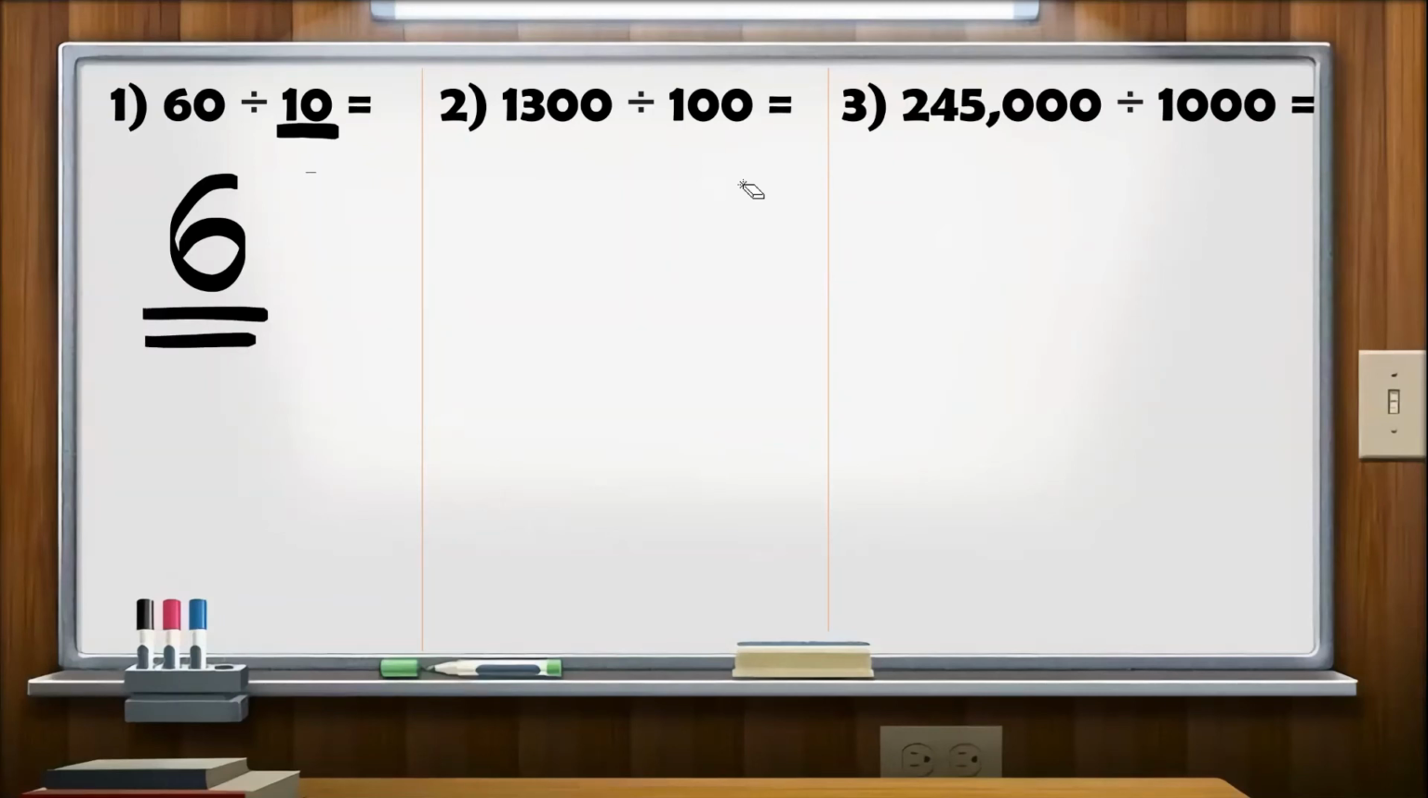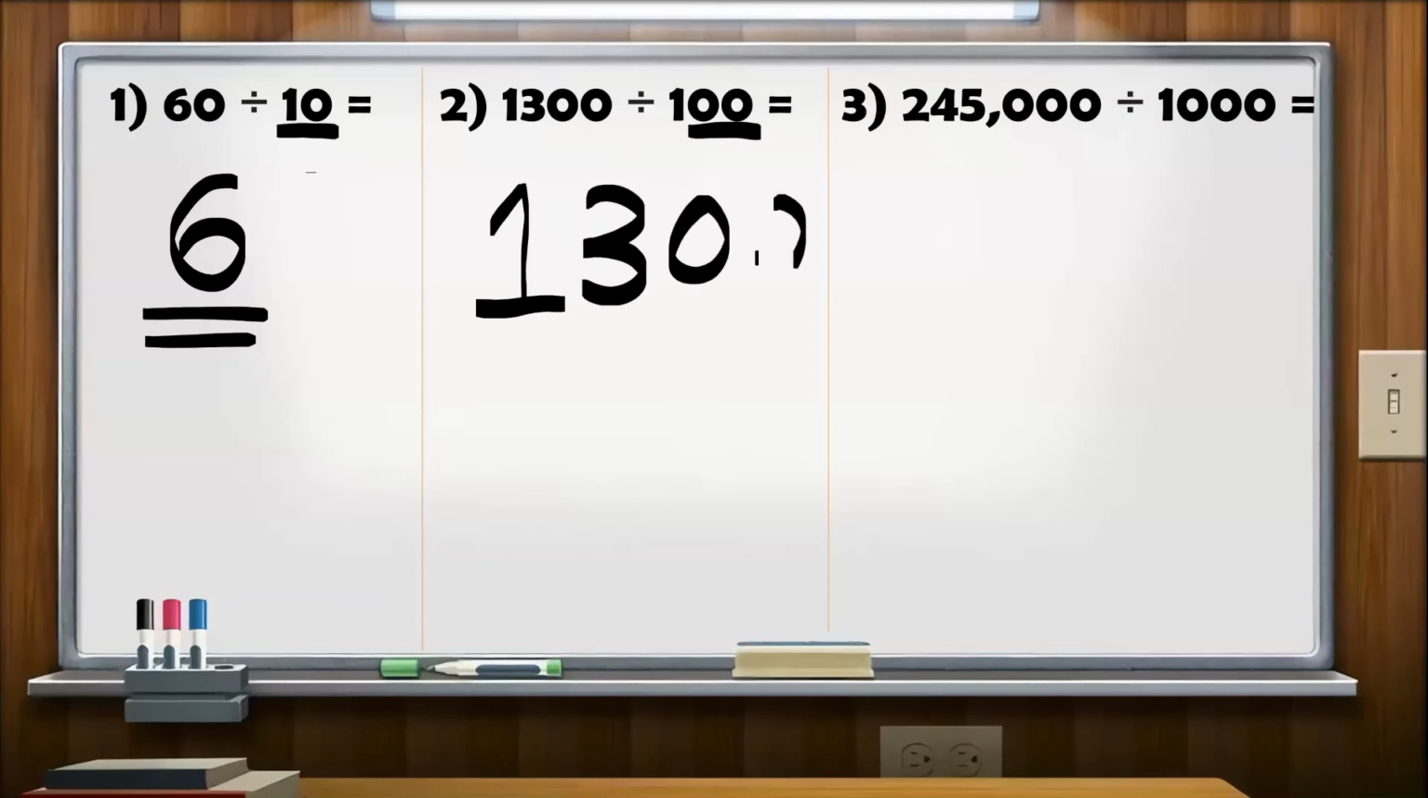So example 2, 1300 divided by 100. What can we see? We can see in this question 1300 will become 100 times smaller. So our answer will therefore remove the 2 zeros from the end of 1300. So 1300 divided by 100 will leave us with the answer of 13.